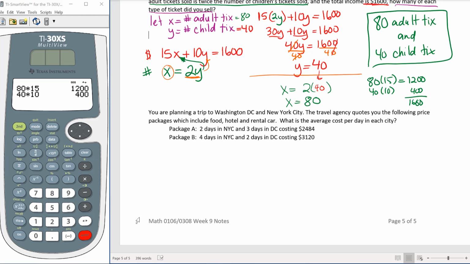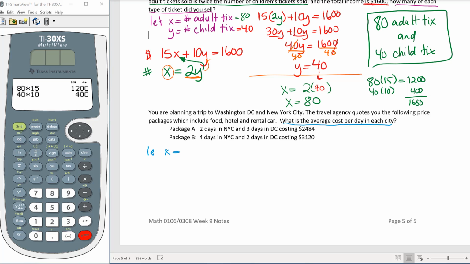Our next problem: we're planning a trip to Washington, D.C. and New York City. The travel agency quotes you the following price packages, which include food, hotel, and rental car. What is the average cost per city per day? This question tells me what my x and y are.